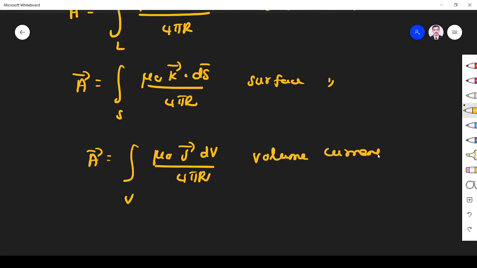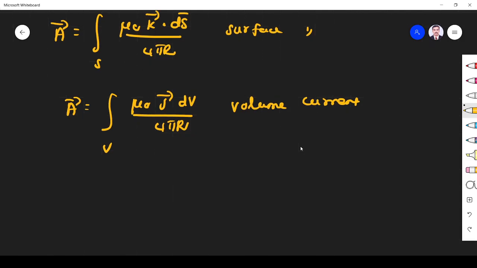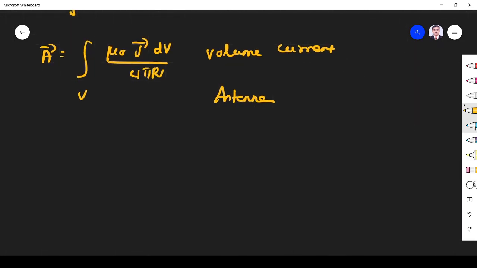So from current distribution, find magnetic potential; from magnetic potential, find the magnetic field. That is very important. This is the concept used in antenna theory. That's why vector magnetic potential is very important.